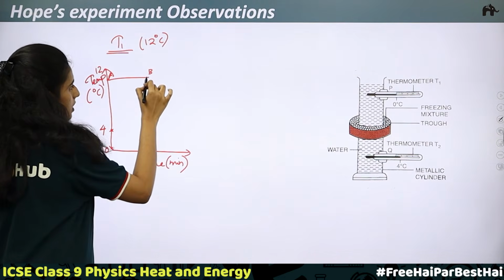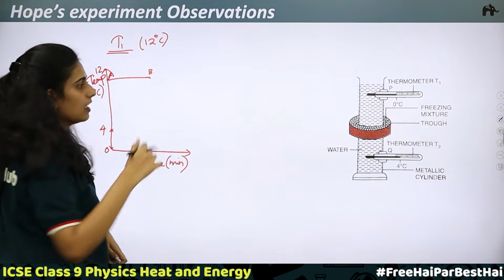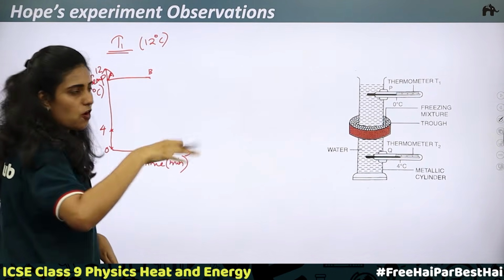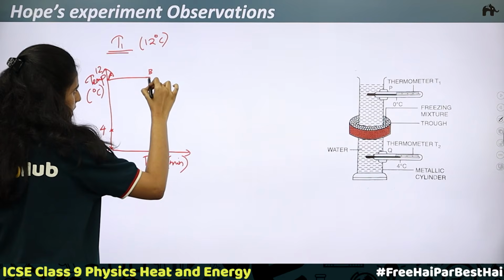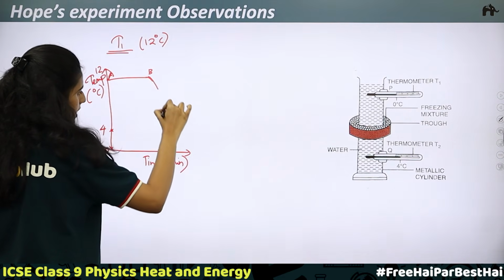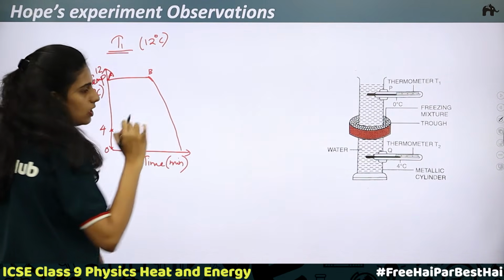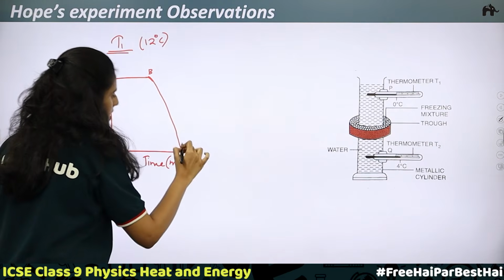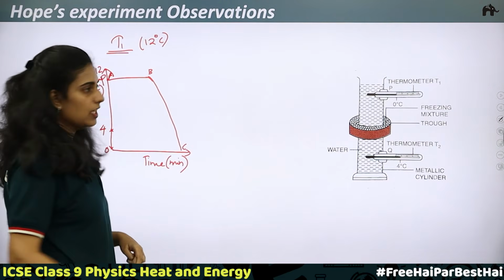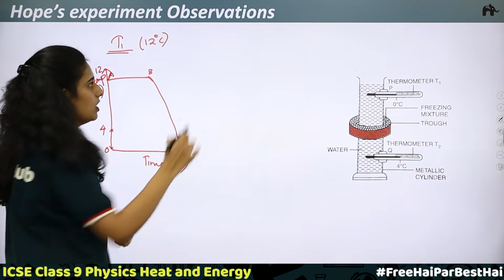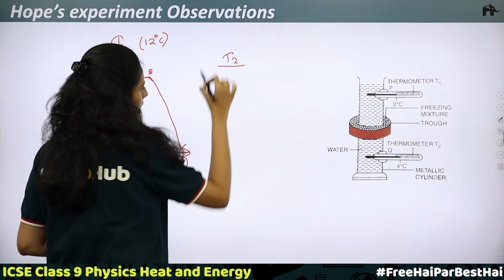Now at this point what happens? The temperature T1 starts falling. Temperature T1 starts falling till it reaches 0 degrees Celsius. So this is region BC. Okay, what about the second thermometer T2?